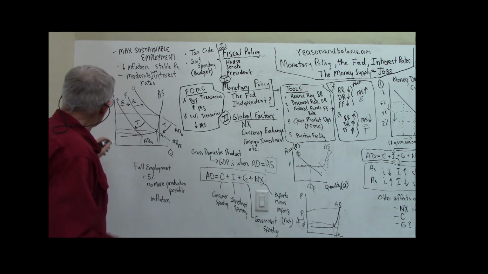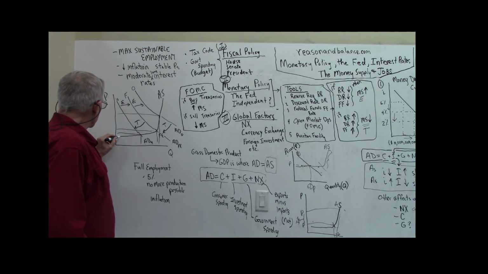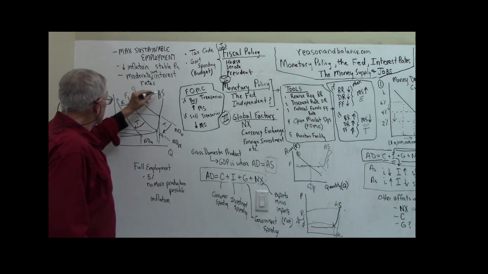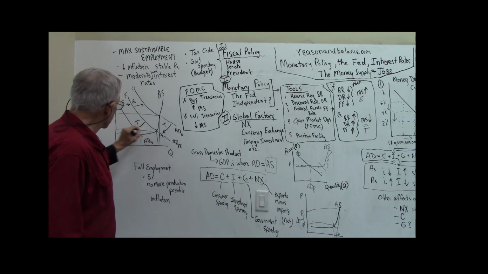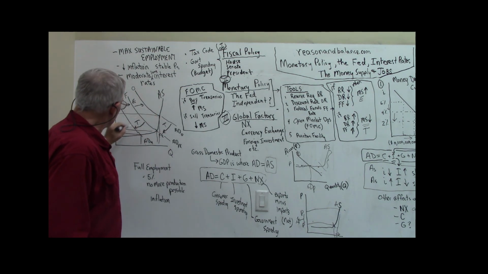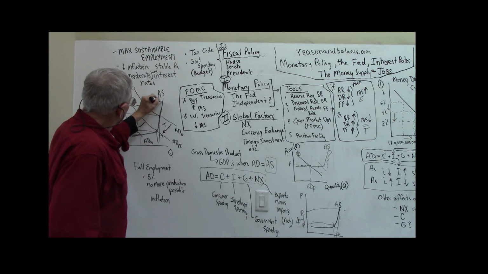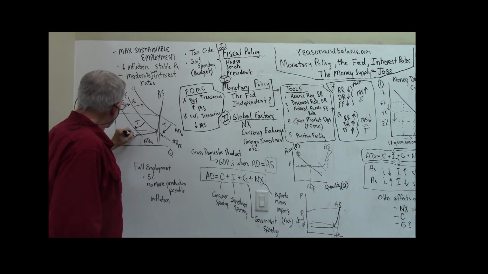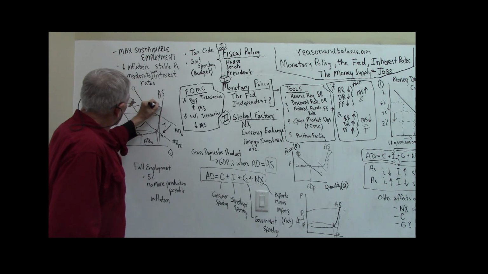Let's see what happens. As you can see, if we were back here, there's the aggregate supply curve. Here's the elbow in the curve. It's going like this, right? That's aggregate supply, right? Right there.